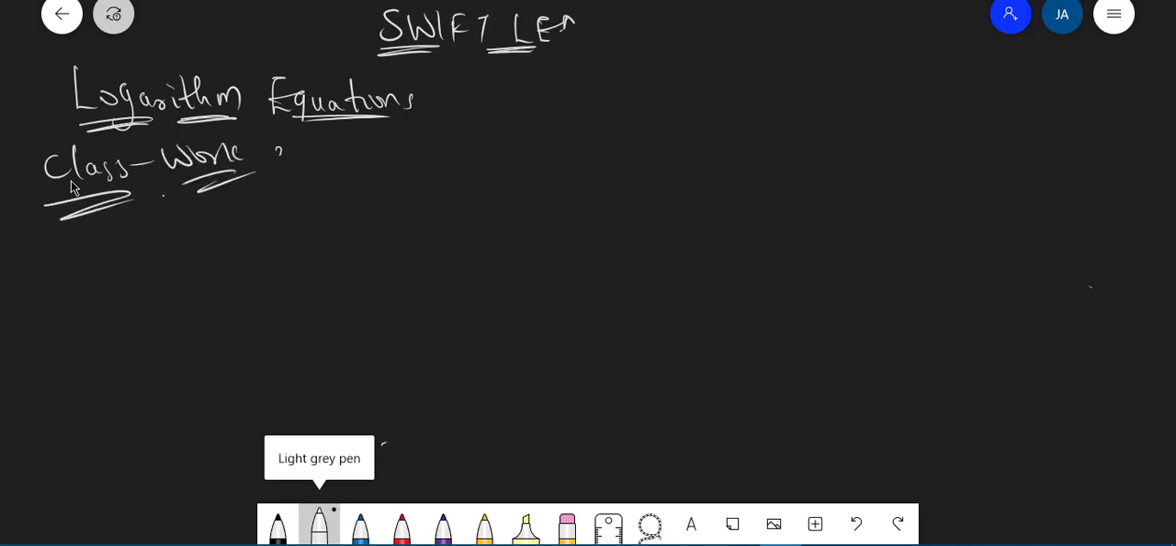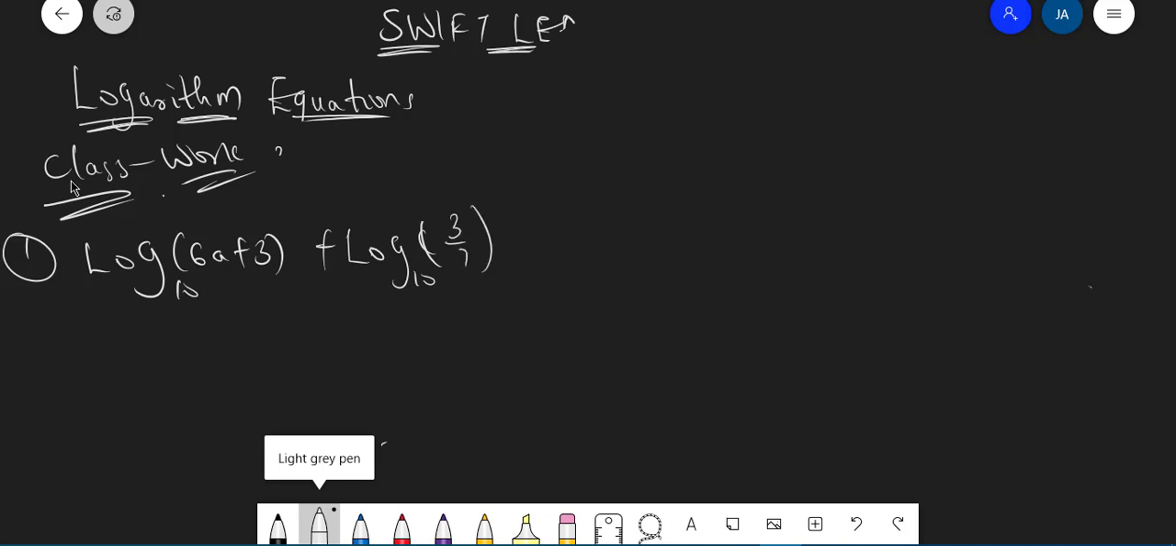So take this as a classwork or an exercise. I don't really like calling it classwork. We have log base 10 of (6a plus 3) plus log base 10 of 3 over 7 equals log base 10 of (2a minus 1). So let's solve quickly.